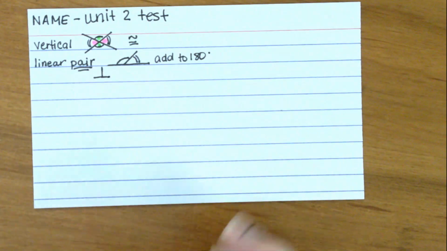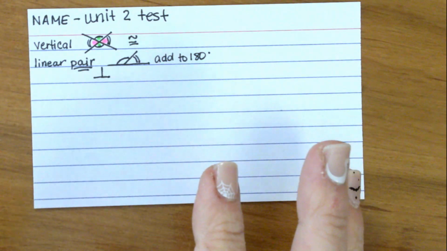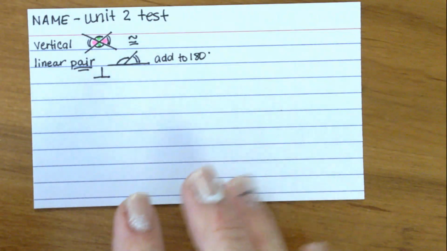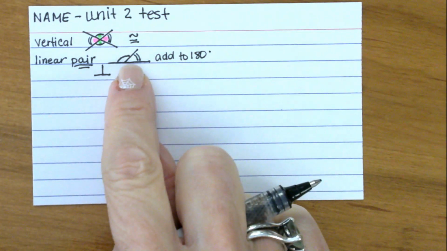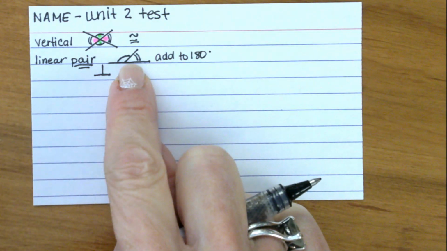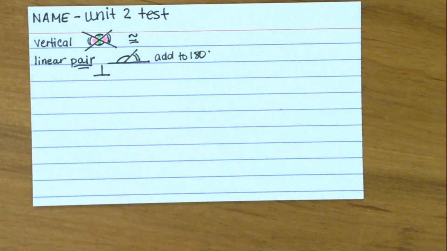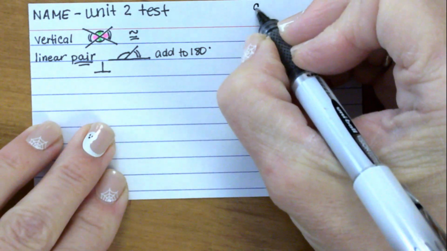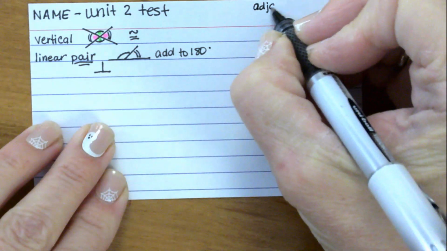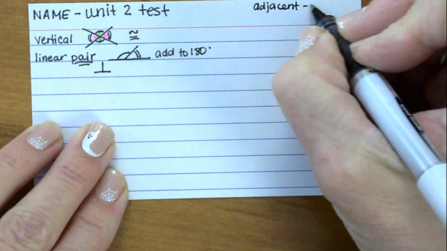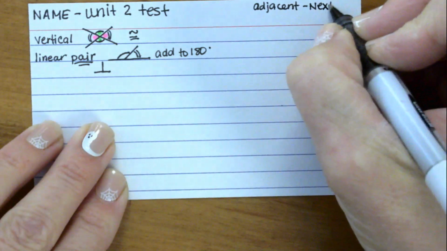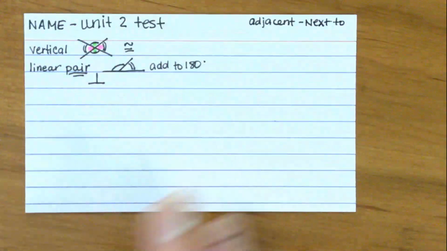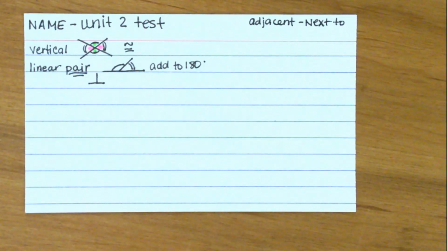And it doesn't matter what picture you're looking at, any two angles that are side by side that make a straight line are going to add to 180. Okay, you might want to write down the word adjacent. It means next to. It means side by side. Some of you forget that word.